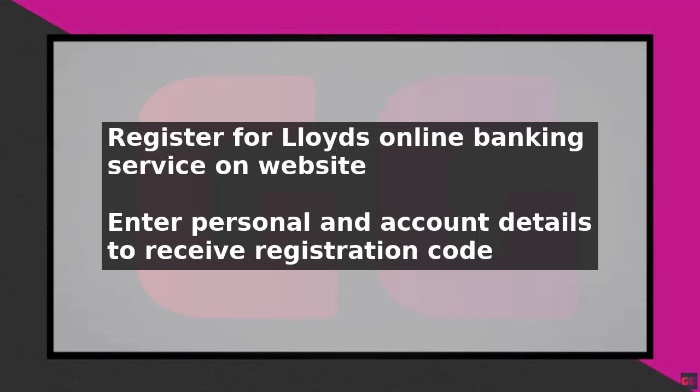To get started with Lloyds Online Banking, first you need to register for the service. Go to the Lloyds website and click on the Register button. Then follow the on-screen instructions to enter your personal and account details. You will receive a registration code which you need to enter to complete the registration process.